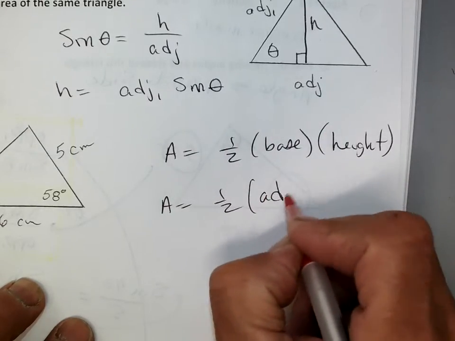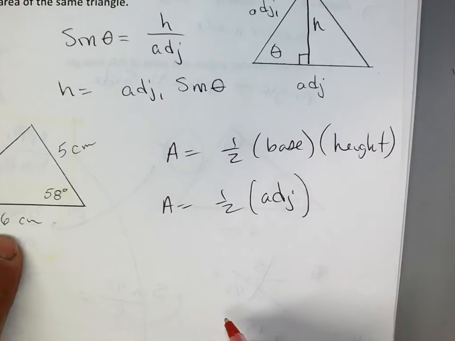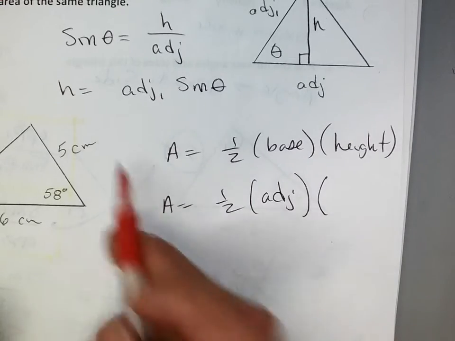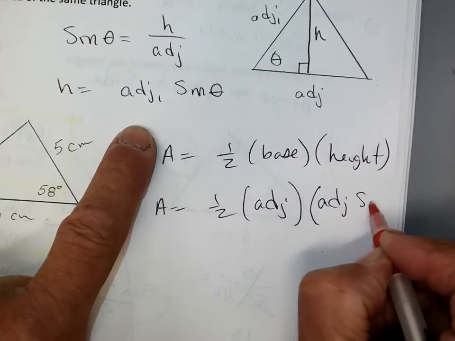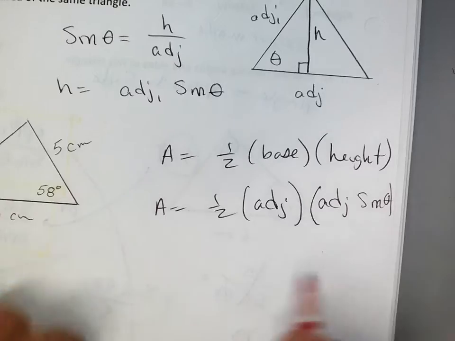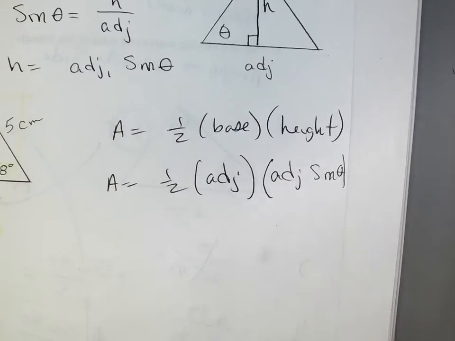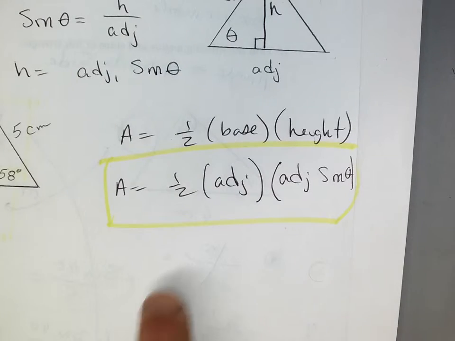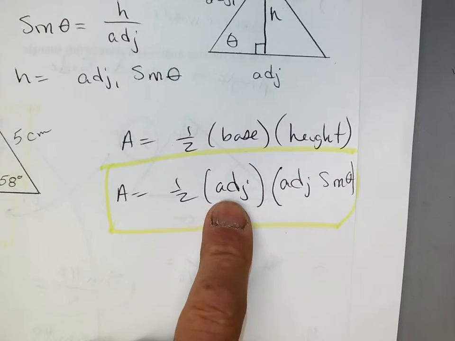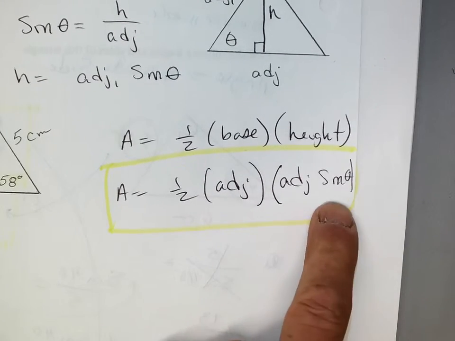We don't know what the base is. We do here, 6. Times the height. What's the height? Well, the height is equal to the other adjacent side times the sine of theta. There is a new formula for area. Let's circle that. So, area formula is 1/2 adjacent 1 times adjacent 2 times the sine of the angle.